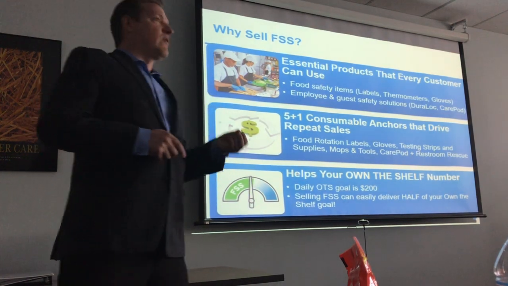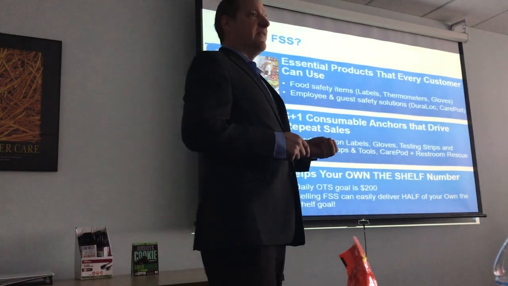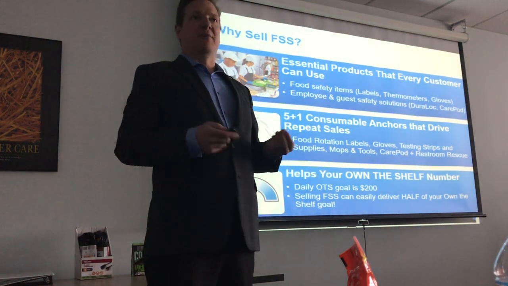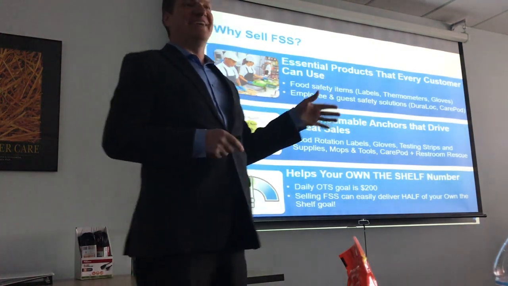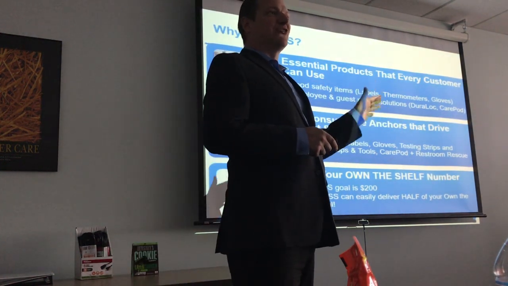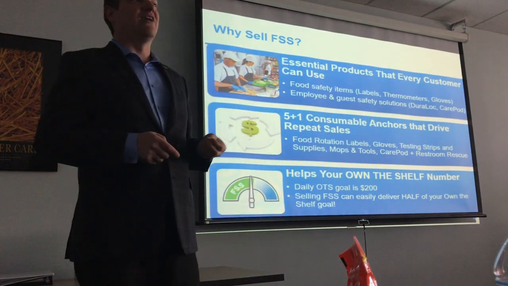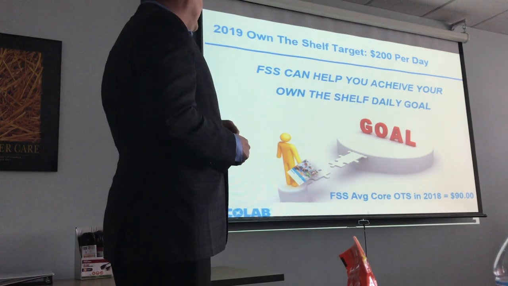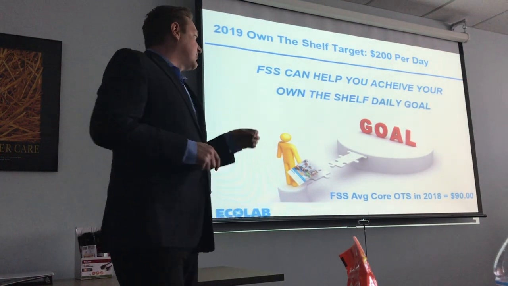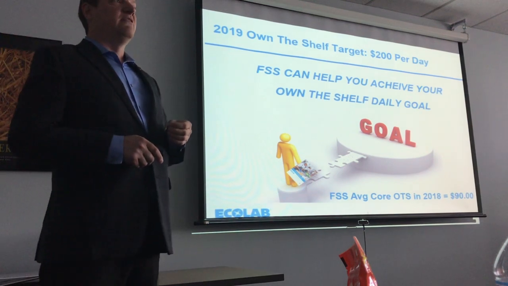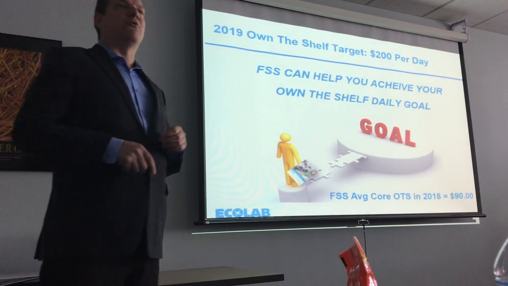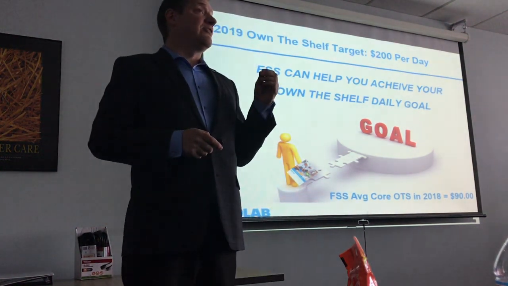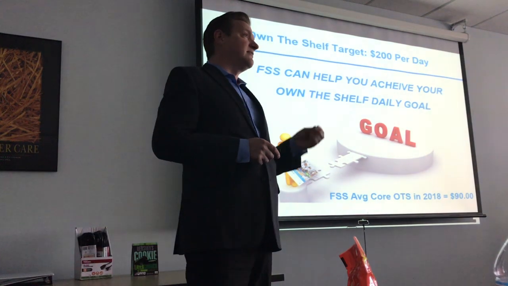Wouldn't you rather sell a $300 care pod that's got a 3-screw install that takes about 3 minutes to hang up, or a pump motor, or some other device? And I'm not bagging Rayburn, but there's usually install involved when you sell Rayburn. There's rarely ever install involved with the 5+1 categories that we sell. In 2018, the FSS average for core and OTS was about $90 a day. So we come in at about half, and I think we can increase that. I think it's an easier number to hit with FSS, especially considering they're still counting gloves as OTS.